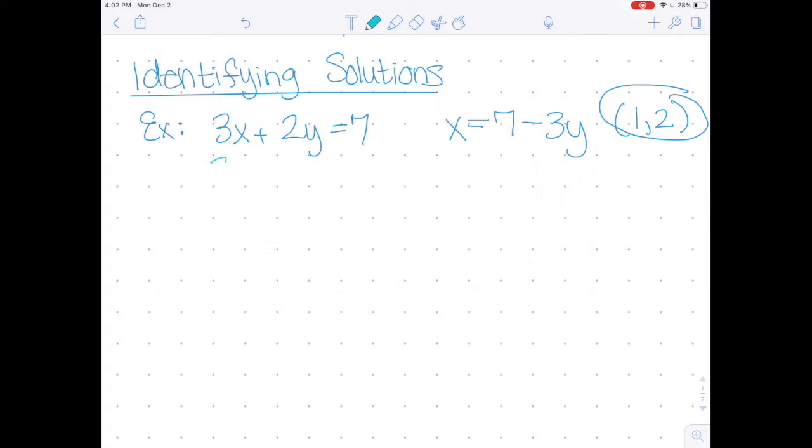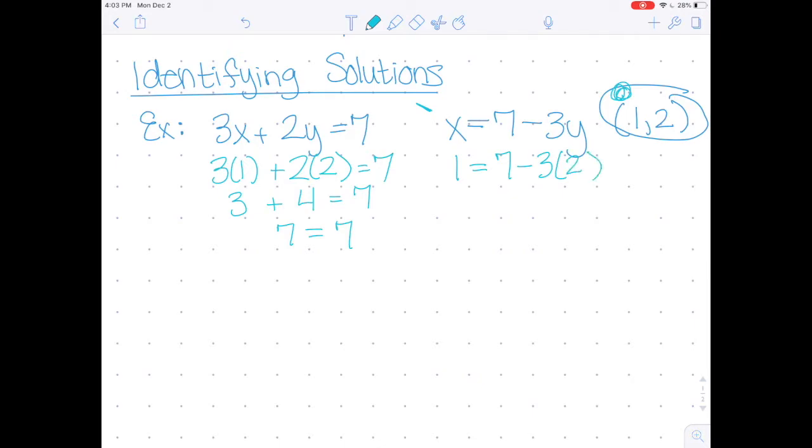We've got 3 times 1 from this point over here plus 2 times 2 equals 7. 3 times 1 is 3, 2 times 2 is 4, 3 plus 4 equals 7, so it is true for that equation. Let's try it in this other equation. So we've got, replace the x with a 1 equals 7 minus 3 times, replace the y with a 2. 7 minus 3 times 2 is 6. 7 minus 6 is 1, so it is true for both of these.